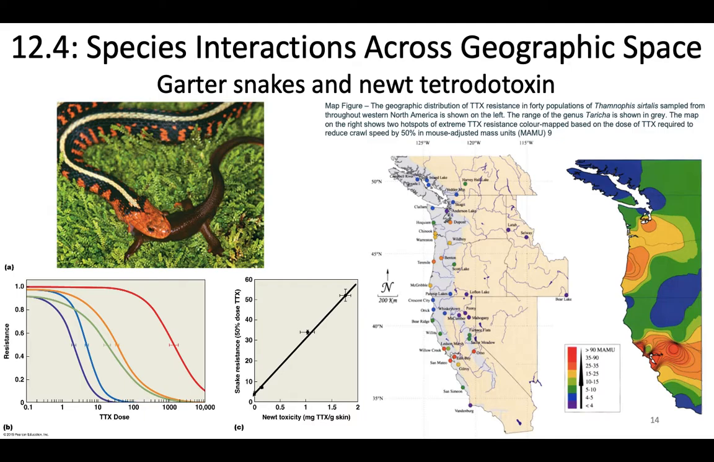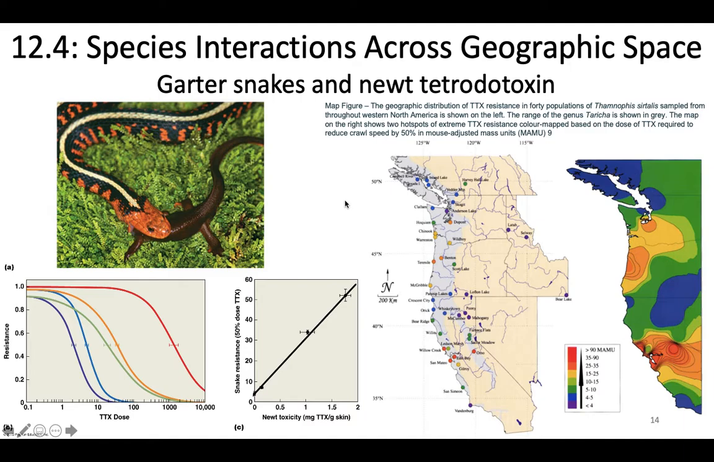But maybe in these areas where they have really high tetrodotoxin resistance, they either eat this newt that's toxic or they get nothing. And so there might be a much stronger selection pressure in these areas that are in orange. Really cool study here.